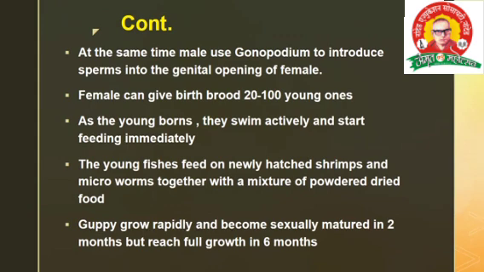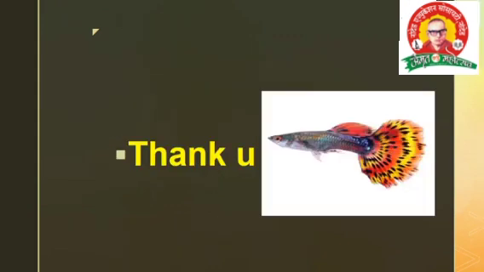As the young ones are born, they swim actively and start feeding immediately. The young fishes feed on newly hatched shrimps and microworms together with a mixture of powdered dry food. This is the feeding habit of young ones. Guppy grows rapidly and becomes sexually mature within 2 months, but reaches full growth in 6 months. Maturation within 2 months, but full growth after the completion of 6 months.